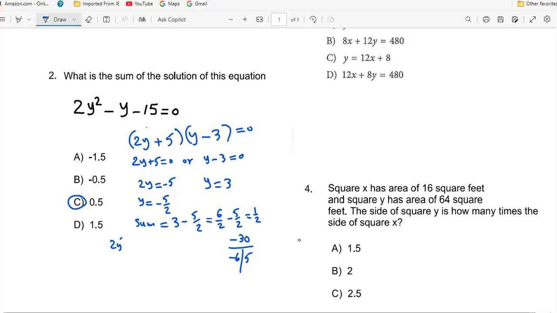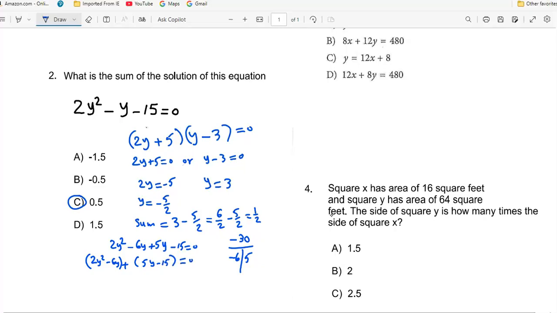So 2y squared. Instead of negative 1y, I'm going to put 2 terms, which is negative 6y plus 5y, which is going to give you the negative 1y, minus 15, equal to 0. And now we're going to solve it by factor by grouping. I'm going to take the first 2 terms, 2y squared minus 6y, as one group, plus the other 2 terms, 5y minus 15. This is the second group.